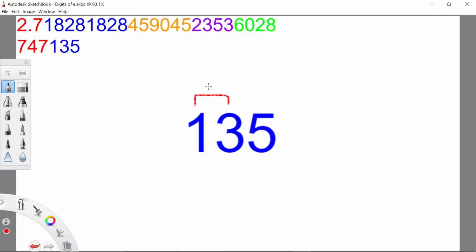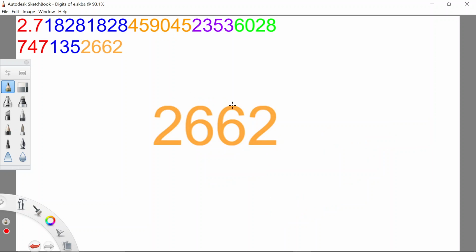135. 1 plus 3. Just kidding. We're gonna do odd. This is just the first three odd digits. 1 and then 3 and then 5. Just like the first three even, 2, 4, and then 6. But now these are 1, 3, 5. And now we got 2662.